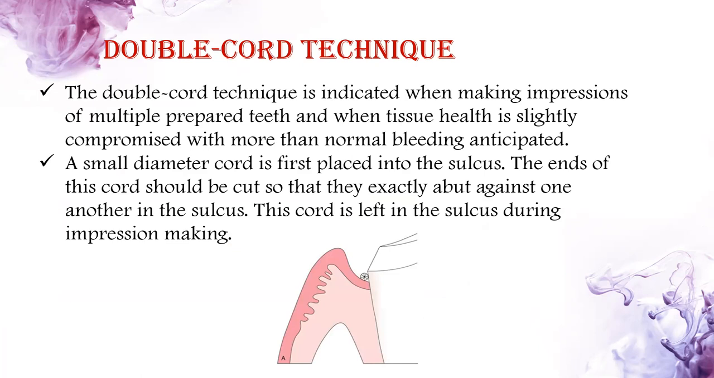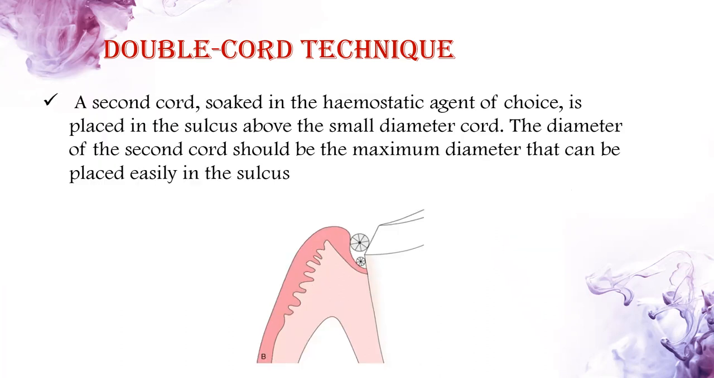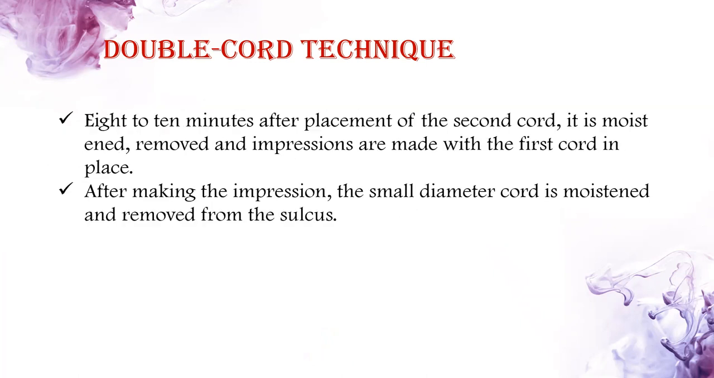A small diameter cord is placed into the sulcus. The ends of this cord should be cut so that they exactly abut against one another in the sulcus. This cord is left in the sulcus during impression making. A second cord is soaked in the hemostatic agent of choice and is placed in the sulcus above the small diameter cord. The diameter of the cord should be the maximum diameter that can be placed easily in the sulcus.